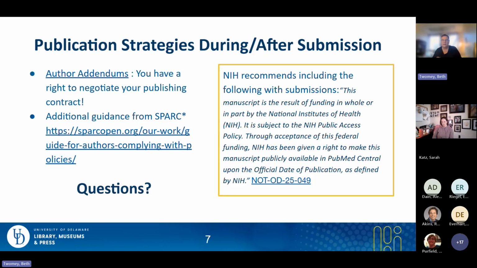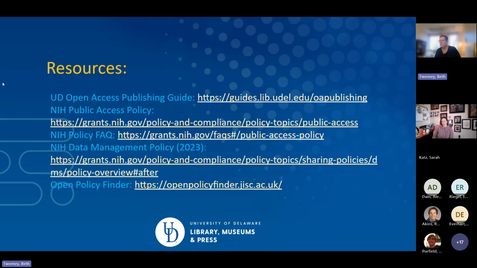Like I said, if you were able to make a copy of this, those are all live links in there that you can use. There's also a bunch of links right in here to the policies, to Open Policy Finder, and to the NIH policy FAQ, which is very helpful to look through, and kind of breaks things down so it's not quite so overwhelming. And also a link to our guide to open access publishing, which has further information. All of that information is something that anyone could use. They do not need to be affiliated with UD to access it.